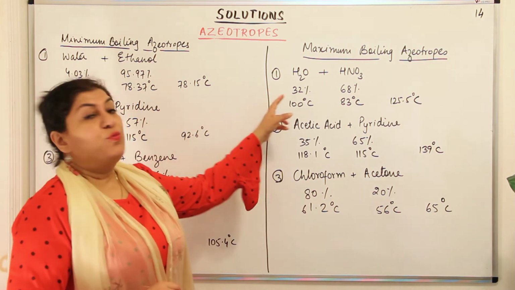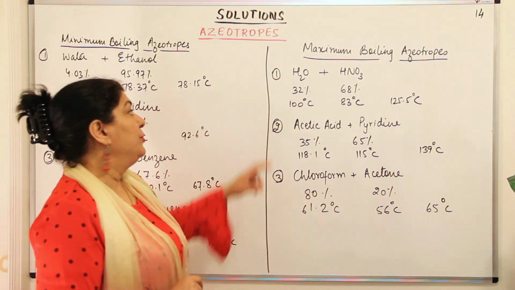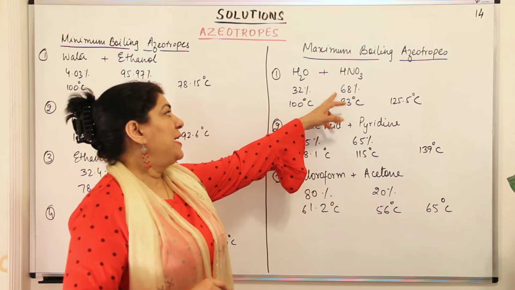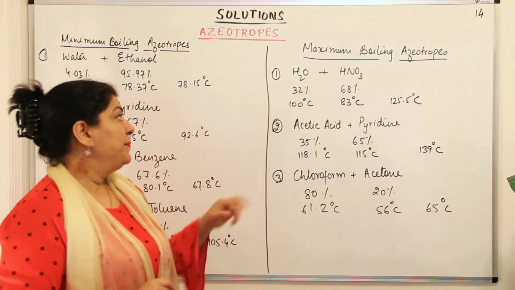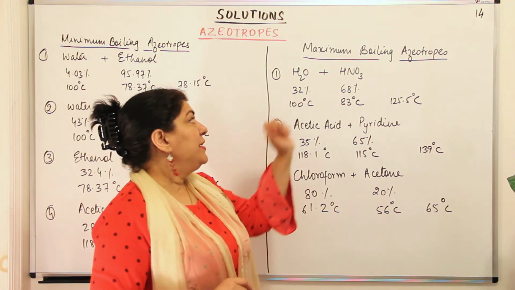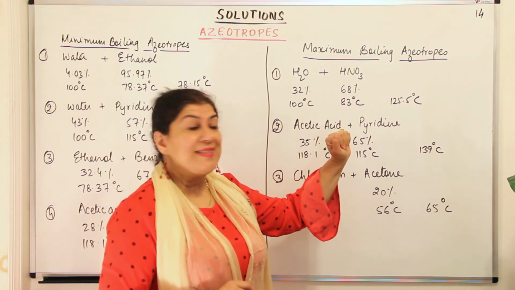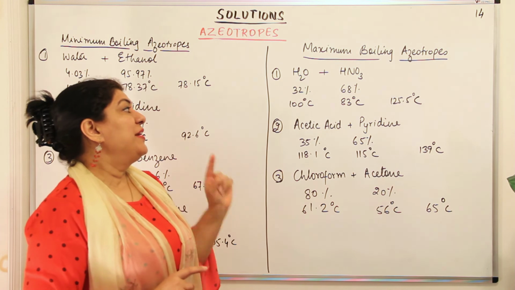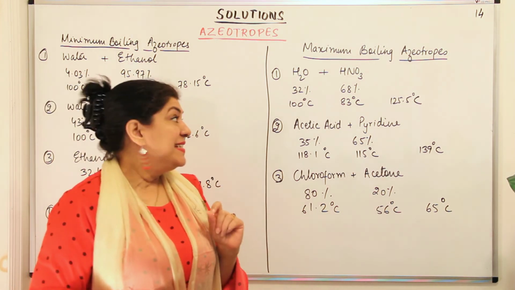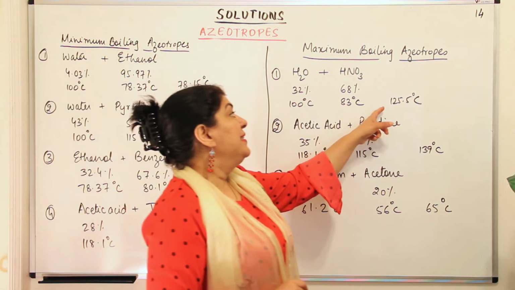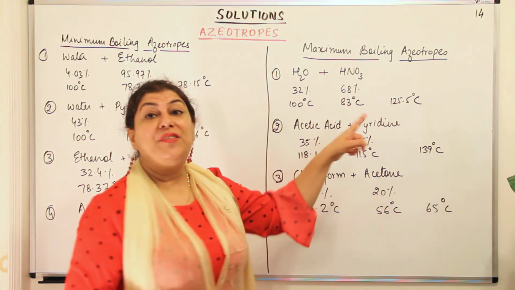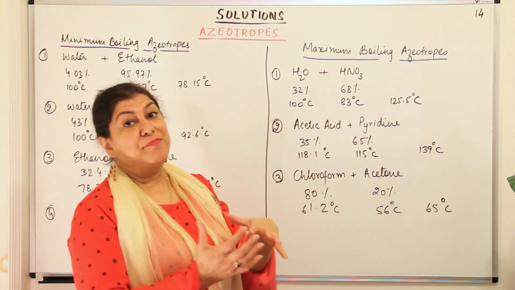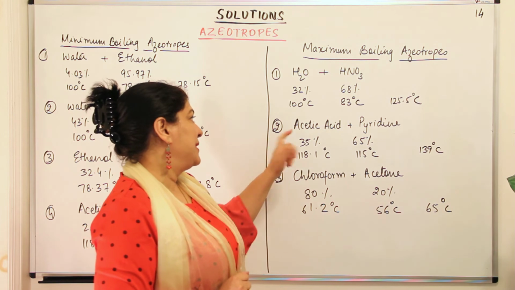Coming to maximum boiling azeotropes now. The first example is water and nitric acid that I explained to you, in the composition of 68% nitric acid and 32% water. The boiling point of water is 100 degrees Celsius, nitric acid 83 degrees Celsius, and the boiling point of the azeotropic mixture is 125.5 degrees Celsius. Now, this is higher than either of the components, so it is a maximum boiling azeotropic mixture.